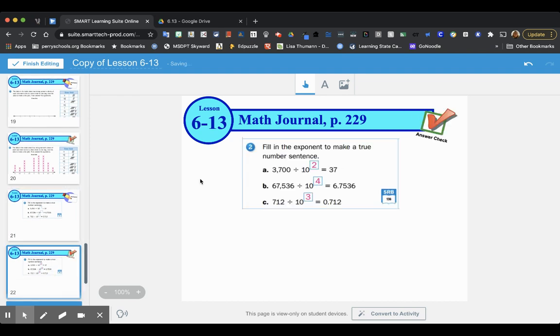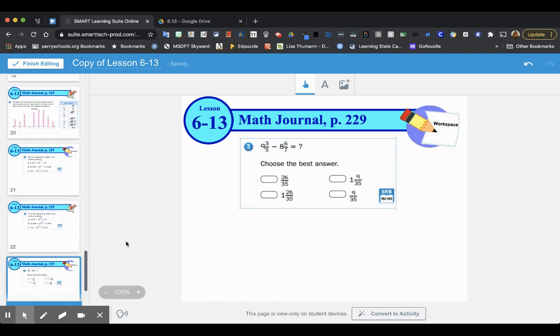You should have seen that 3,700 divided by 10 to the second power equals 37. 67,536 divided by 10 to the fourth power equals 6.7536. And 712 divided by 10 to the third power equals 712 thousandths.